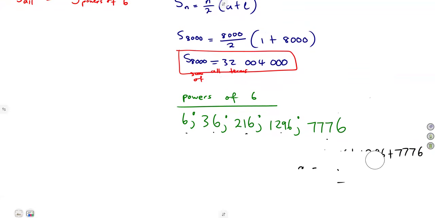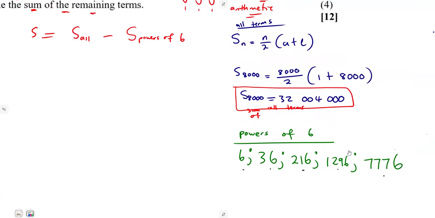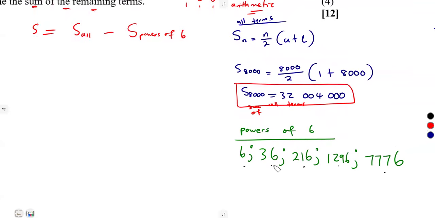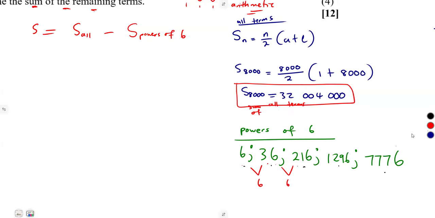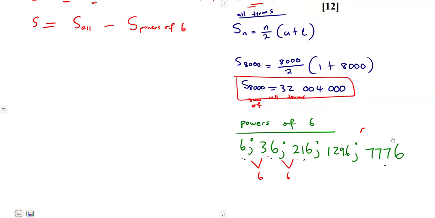Or you can consider what sequence is formed. Some of you will ask, what is the sequence formed from this? This cannot be arithmetic. This is actually geometric. You consider powers of 6: 36 divided by 6 is 6. Then 216 divided by 36 is also 6. So that's a geometric sequence where we have a constant ratio between these terms.